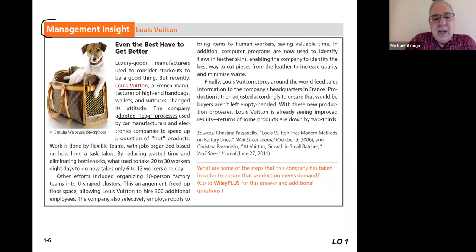And oftentimes when you are looking at a lean process, you're looking at, is there any way to reduce the time and reduce the waste? So what happened is they were able to reduce time and waste that used to take 20 or 30 workers 8 days to produce various things. Now it just takes 6 to 12 workers 1 day to produce. What are they producing? Whatever their hot products are.